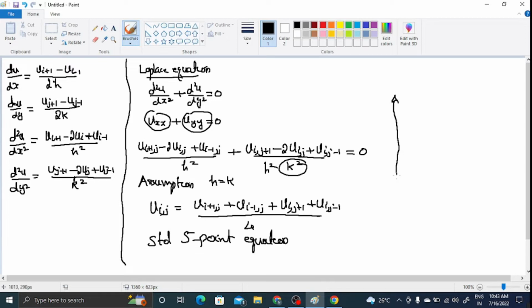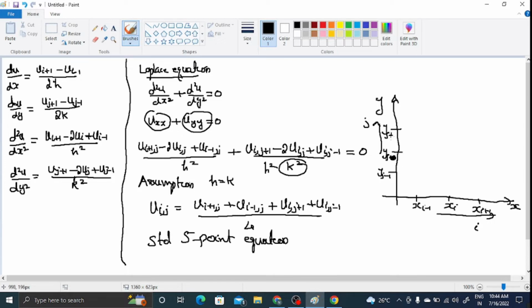So what's the thing? If you have an xy coordinate system, the index used to represent x is I. So this is x, say xi minus 1, this is xi, this is xi plus 1, and it goes on like that. Similarly, the index used to represent y is j, so this is yj minus 1, this is yj, and this is yj plus 1.